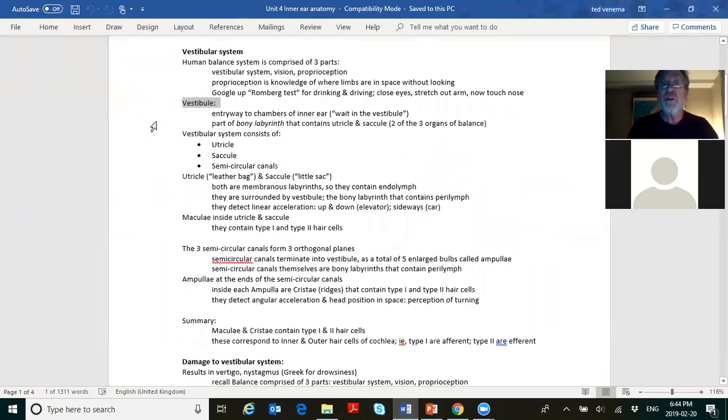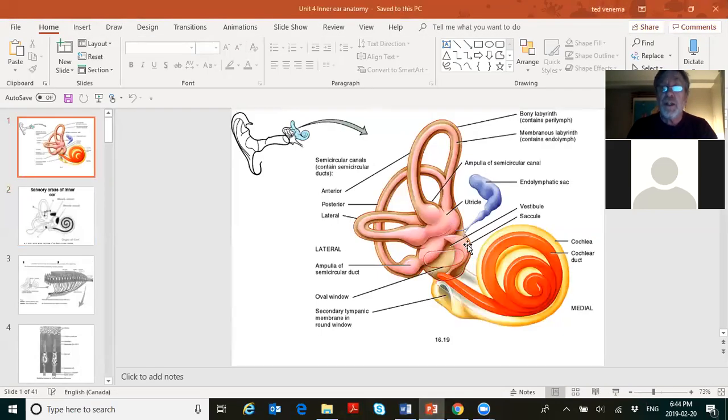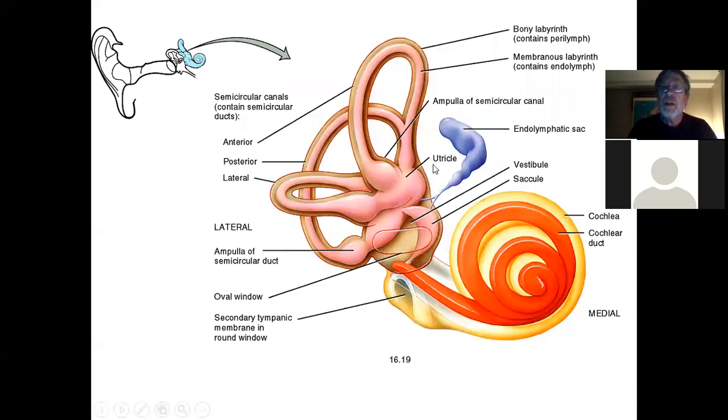Entryway, part of the bony labyrinth that contains the utricle and saccule, two of the three organs of balance. The vestibular system consists of the utricle, saccule, and semicircular canals. Utricle, saccule, let's see it. Utricle, saccule, and semicircular canals. The semicircular canals are by far the largest. But notice you've got three of them. And notice too that they are at right angles to each other.